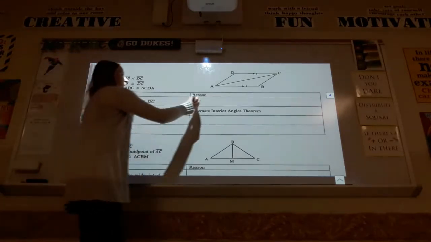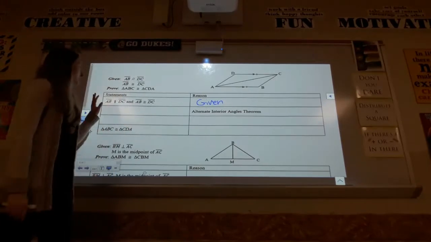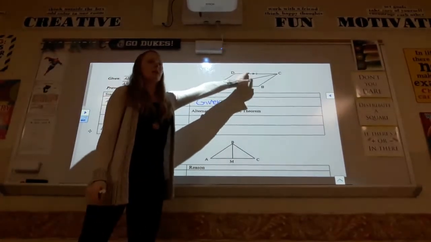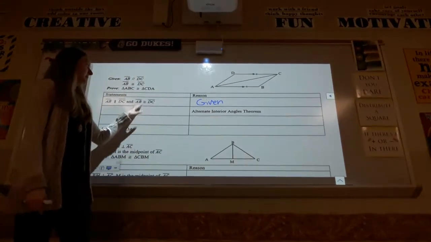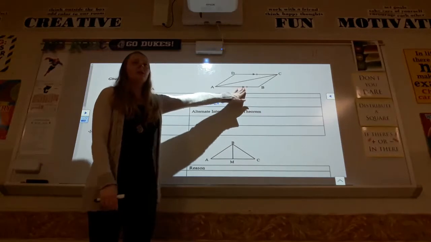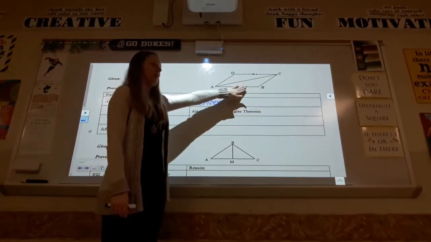So the first thing, you can write down the given statement just to get that out of the way. So I know that AB is parallel to DC. They've already put the marking in for me. I also know that AB is congruent to DC. So they put that marking in for me. If they don't put the markings into the picture already, you'll have to do so yourself. Alright? So I have the markings and I write given.